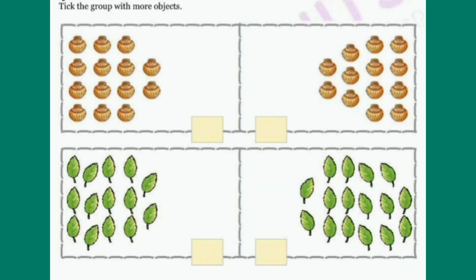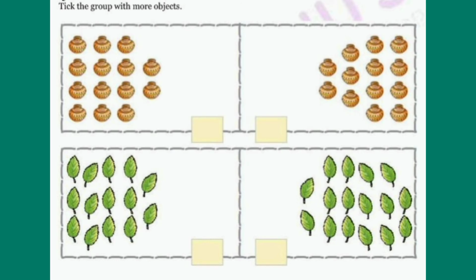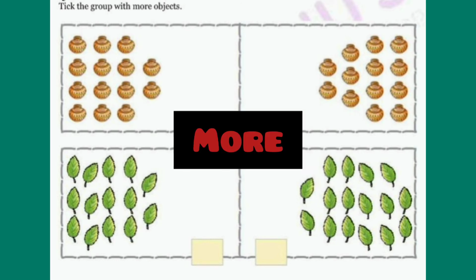Wow, dear children, this is so interesting. Page number 79. Here we have to tick the group with more objects. In chapter number 1, shapes and space, we have learned about more and less. So here we will do the same. We will tick the more objects.